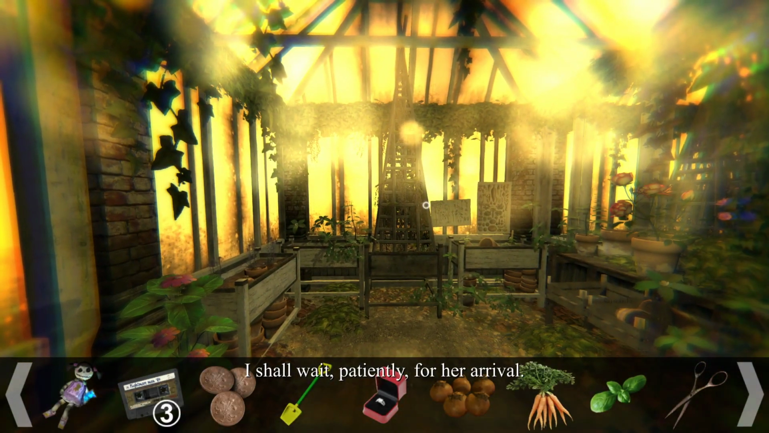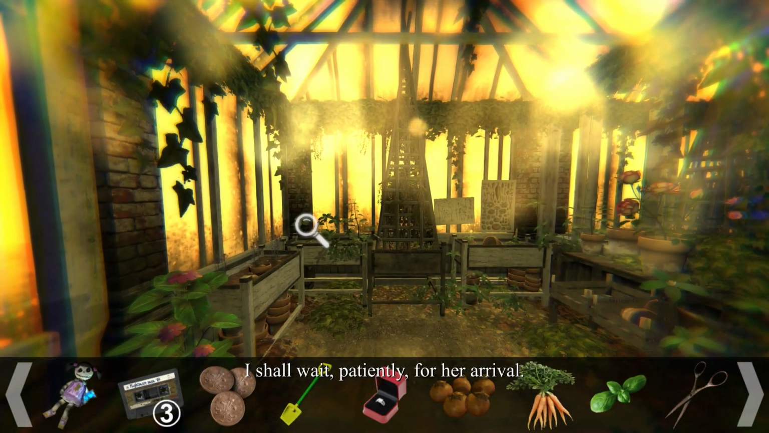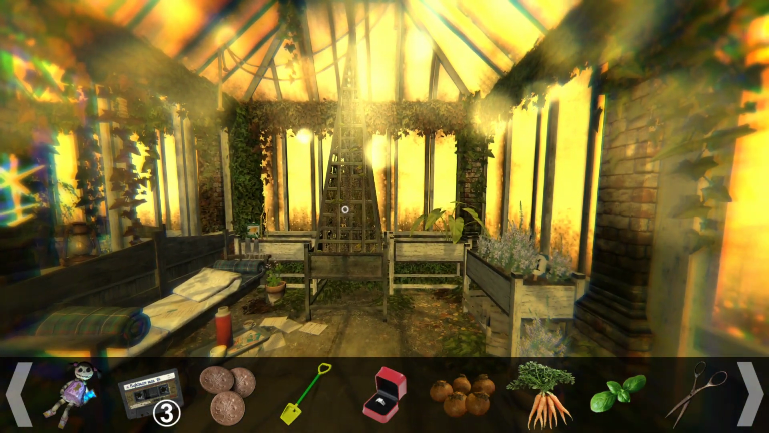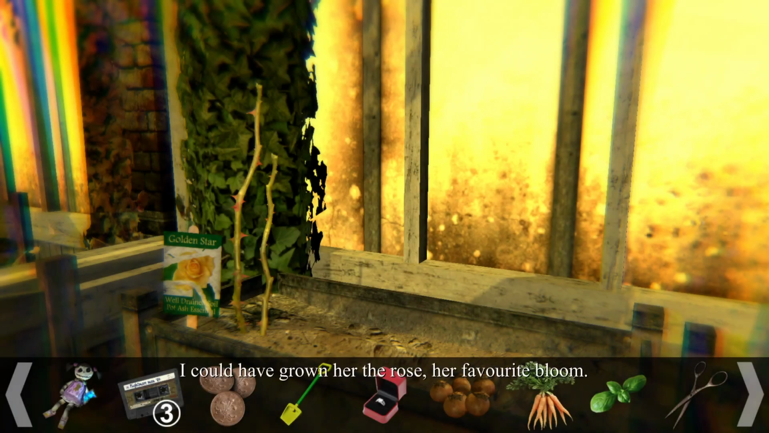I shall wait patiently for her arrival. I could have grown her the rose, her favorite blue.